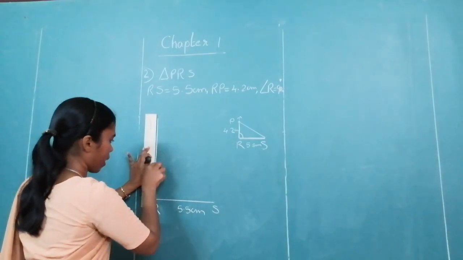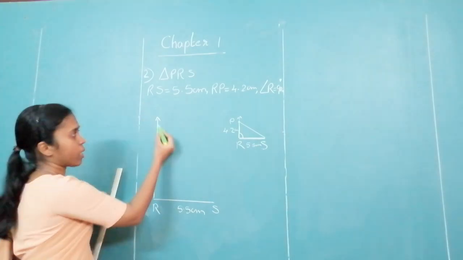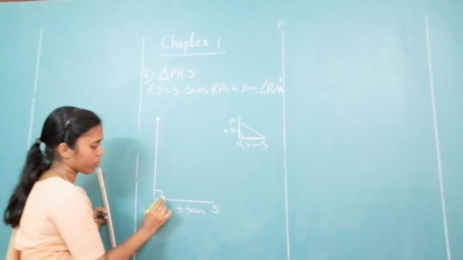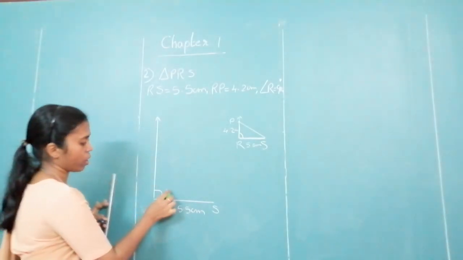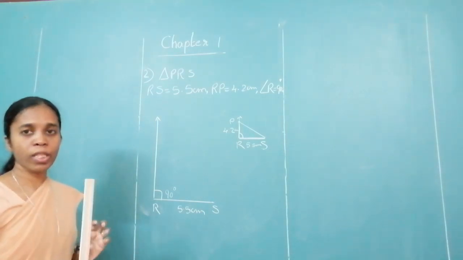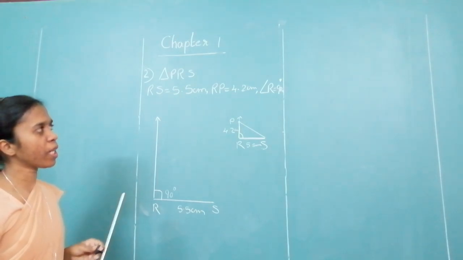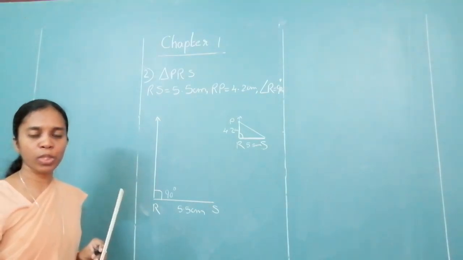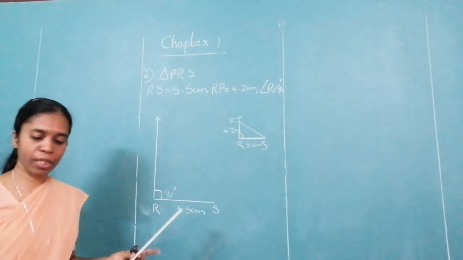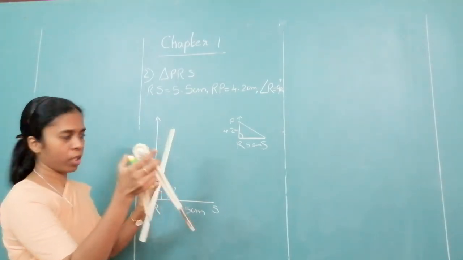You will draw a ray. Please make sure that you are drawing this ray, you have to have an arrowhead on top. Since it is 90 degree, we don't mention it, though we can mention it as 90 degree. Now, what is the next thing told to you? Next measure that is given to you is PR is 4.2 centimeter. So take your ruler, take 4.2 centimeter on it.